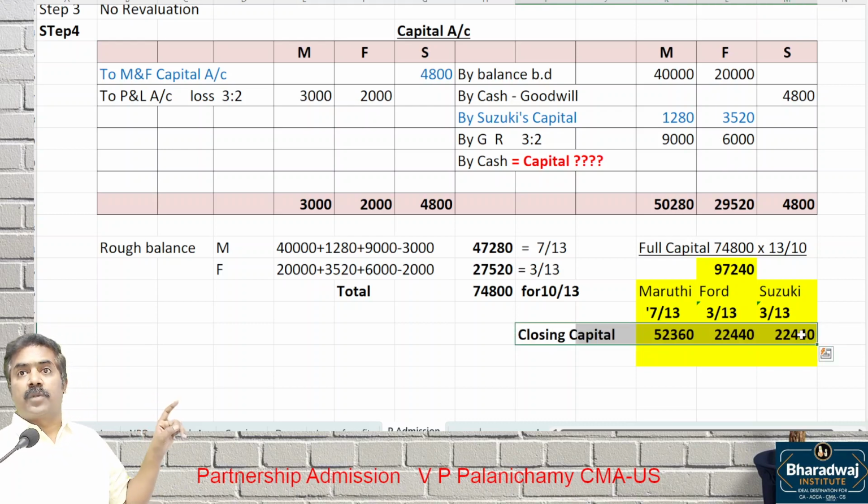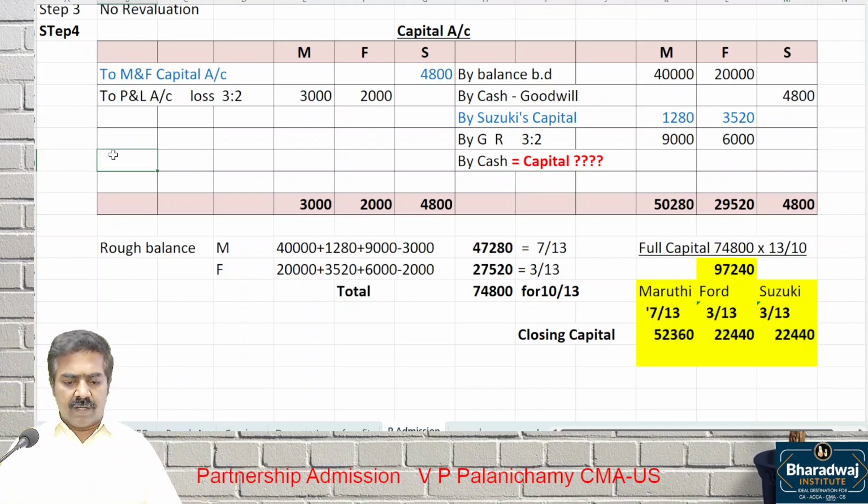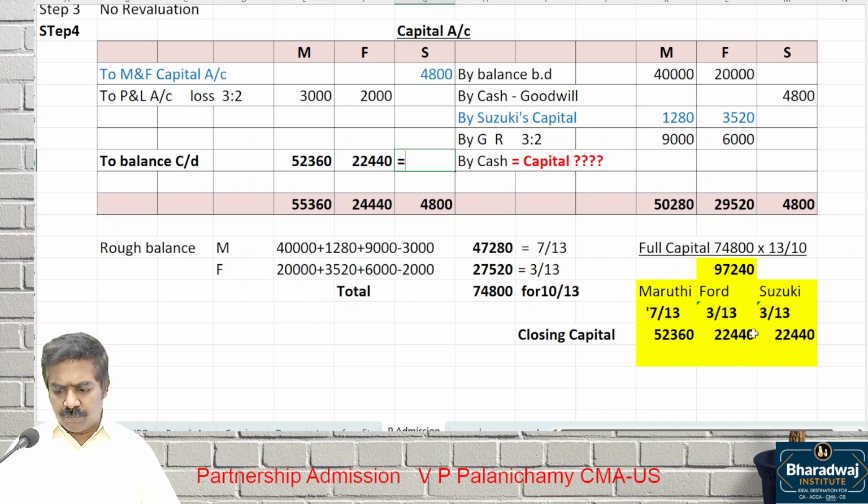Look at this. In this question, based on the old partners, we work out the total capital, then the capital required. So, to balance carry down, what is required? Maruti should maintain 52,360. Ford should maintain 22,440. And the other partner should maintain how much? 22,440. Wait.